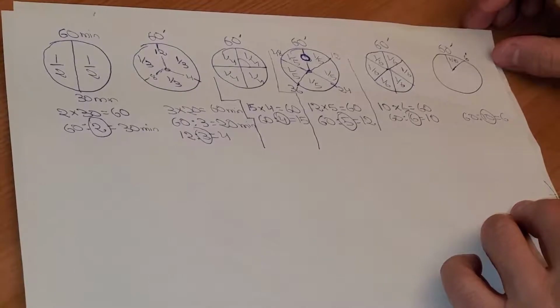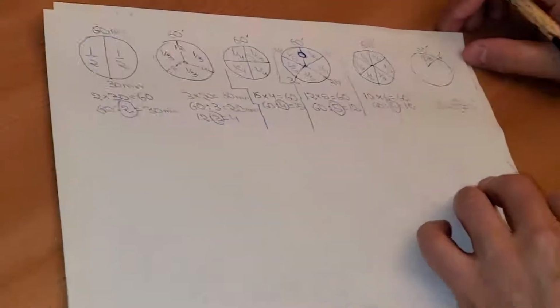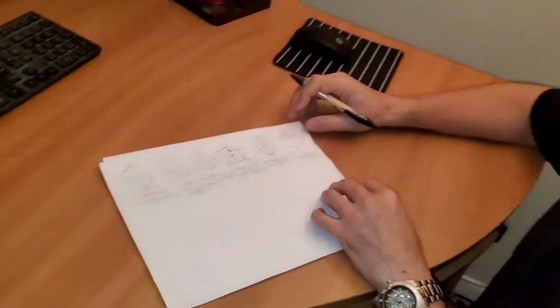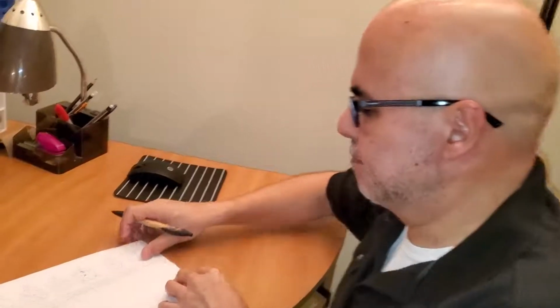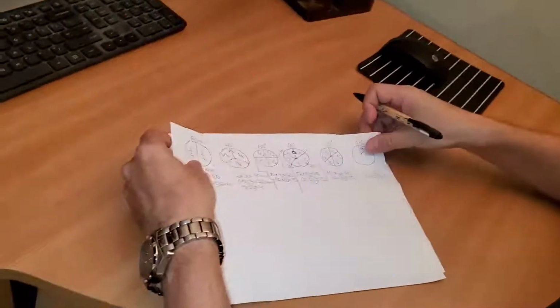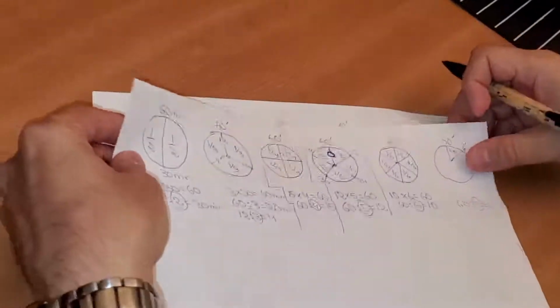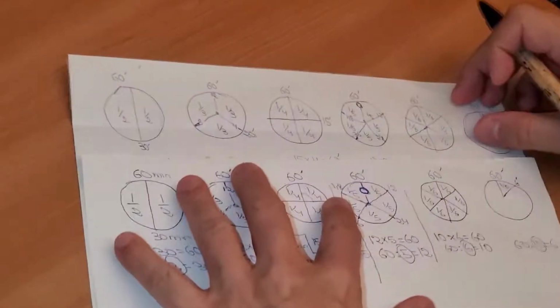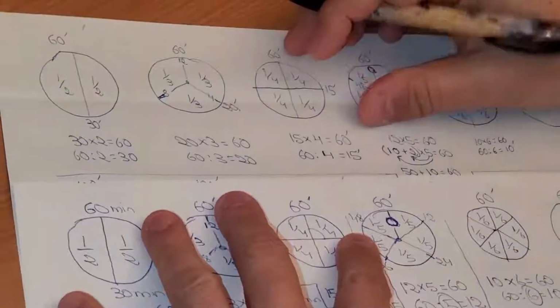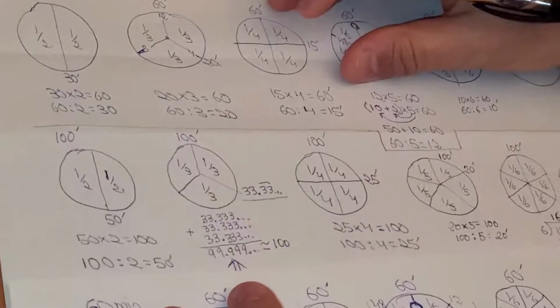What would happen if instead of having a clock of 60 minutes, we use a clock of 100 minutes? Let's see how it would work. So I did that. This is a repetition of what I did, and now we have the new clocks.